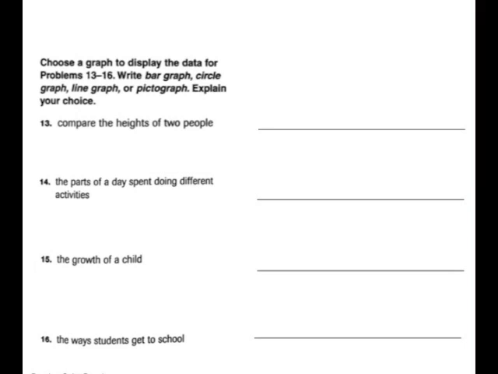Hi, my name is Daisy, and Cole is drawing. And I'm Brooke. We got assigned 4 problems. The first is compare the heights of 2 people, and we have to explain our answer. We thought about what graph compares: bar graph, circle graph, line graph, and picture graph. We know that it can't be circle graph, line graph, or pictograph. So it has to be a bar graph.